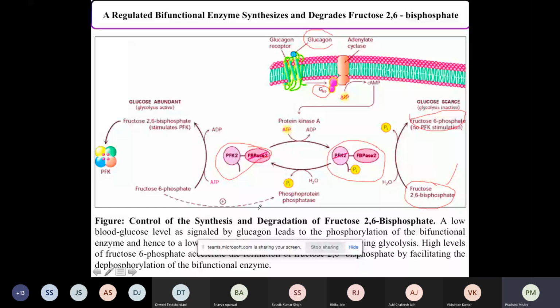After phosphorylation, what you get is your fructose 6-phosphate. This fructose 6-phosphate which has been formed here can stimulate this process. It will phosphorylate, and then after phosphorylation, it activates PFK2. And PFK2, that is phosphofructokinase 2, converts fructose 6-phosphate into fructose 2,6-bisphosphate. This is the one which will stimulate phosphofructokinase, and when phosphofructokinase is activated, it will increase the pace of the reaction of glycolysis.